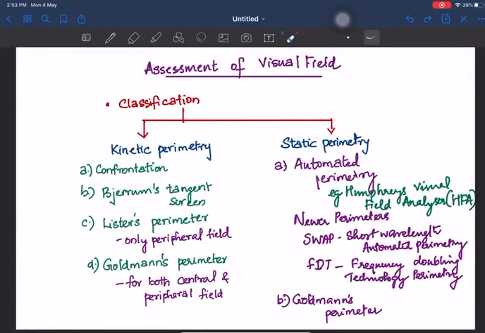So, the perimetry and its examples. Kinetic perimetry includes the confrontation test, the Jeremy's tangent screen test, and Lister's and Goldmann's perimeter. In Lister's perimeter, we can assess only the peripheral field, but in Goldmann's, we can assess both central and peripheral field. The static perimetry involves the automated perimeters like Humphrey's Visual Field Analyzer, HFA, and the newer perimeters. Also, the Goldmann's perimeter is a static one.